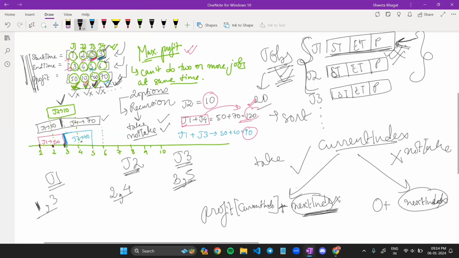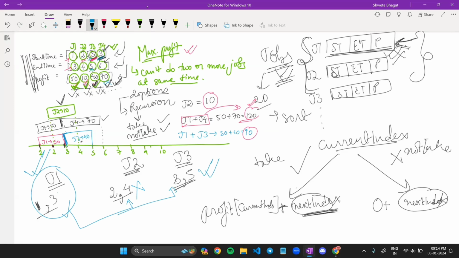Now if I am doing this job J1, then after doing job J1, which is the job to which I'll be moving? Will I move to job J2 or will I move to job J3? The answer is I'll move to job J3 and I won't move to job J2.